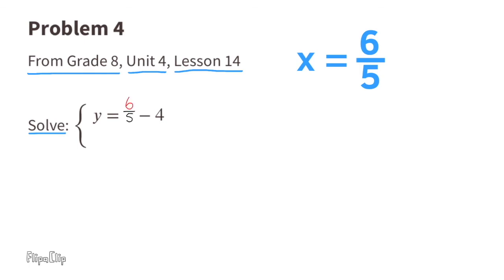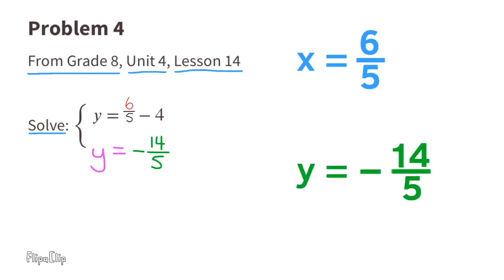So now the equation reads y equals 6/5 minus 4. To find the value for y, I need to subtract 4 from 6/5. I'm going to do that by making their denominators the same. 1 times 5 equals 5, and since I made the denominator 5 times bigger, I need to make the numerator 5 times bigger. 4 times 5 equals 20. So the equation reads y equals 6/5 minus 20/5. Since 6 minus 20 is negative 14, then y equals negative 14/5.